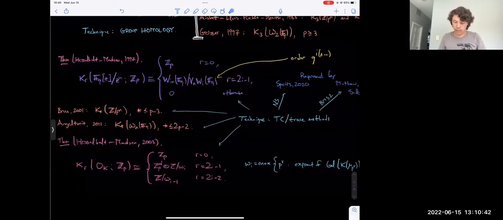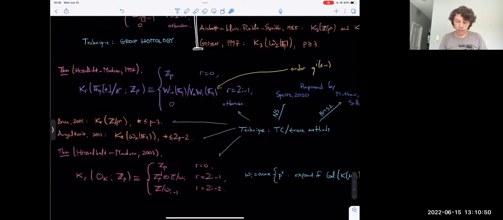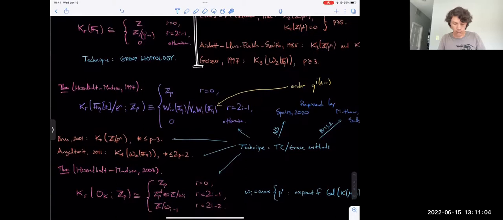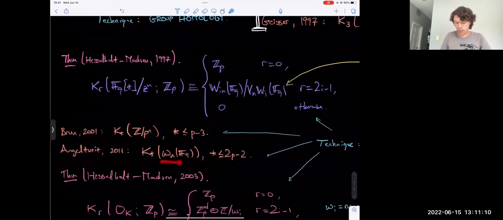And using those methods, people proved several other results. So Brun calculated the K-theory of Z mod p^n in significantly more generality, up to degree p minus 3, which is the first real breakthrough in this particular problem. You see, all the previous stuff was restricted to K3 and K4. And then Angeltveit computed it in even higher degrees. So he does the unramified case up to degree 2p minus 2, about twice as good as Brun.